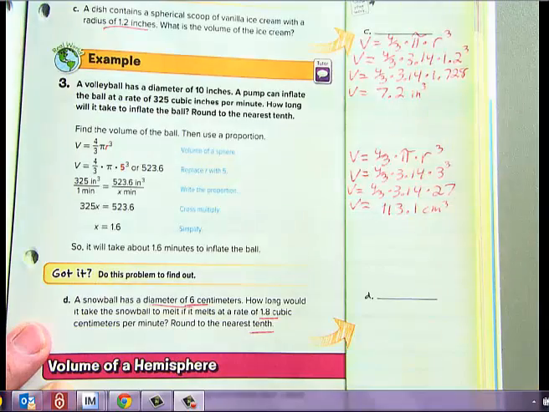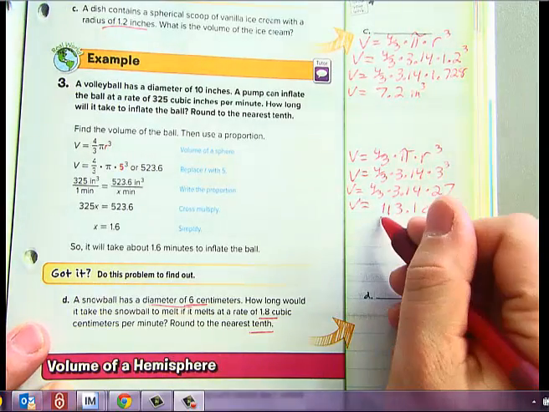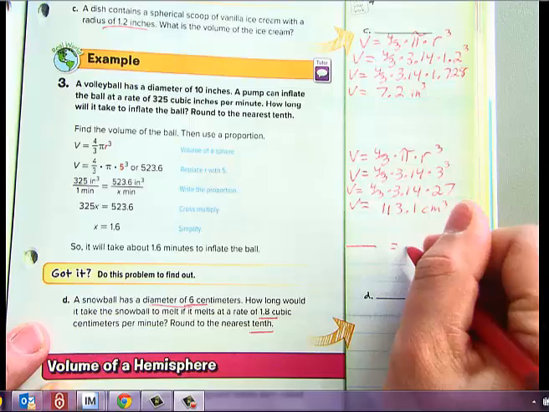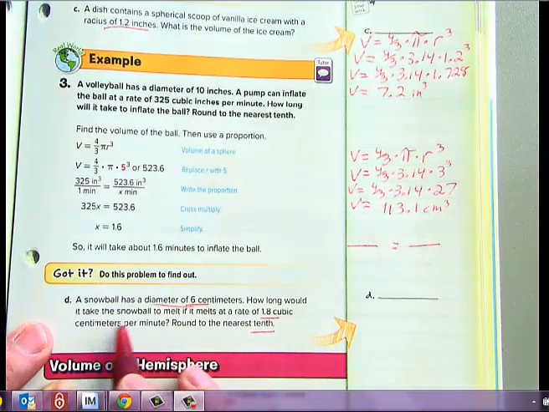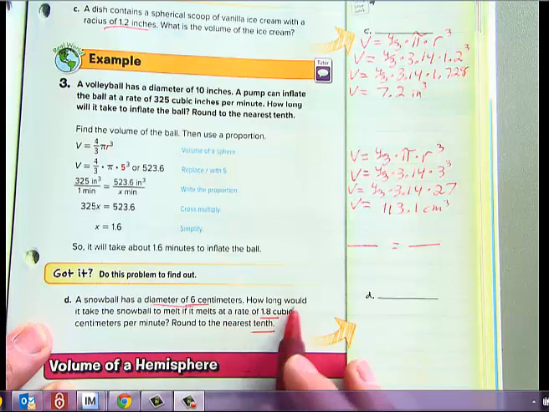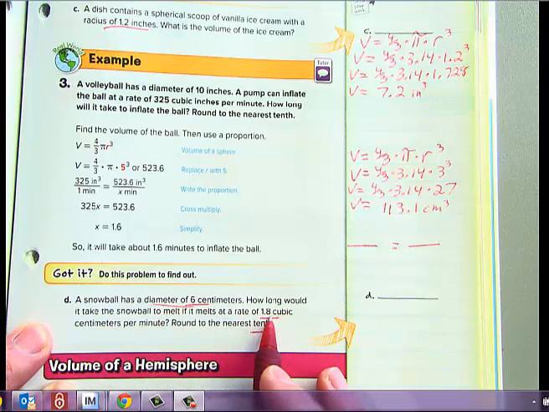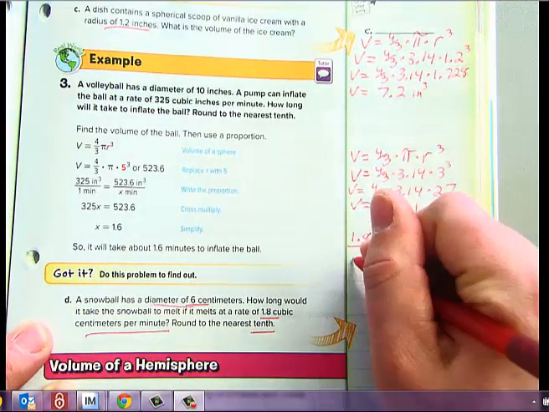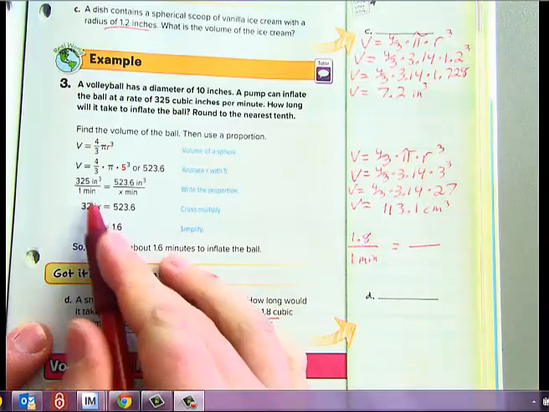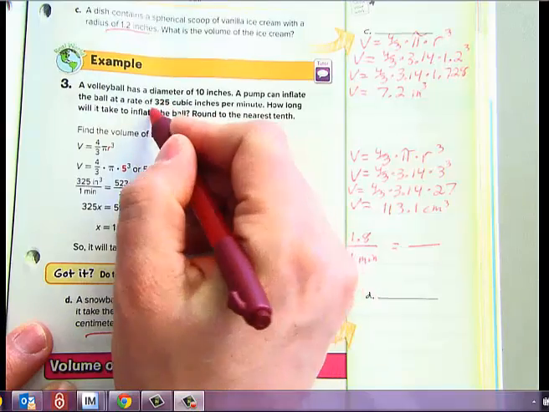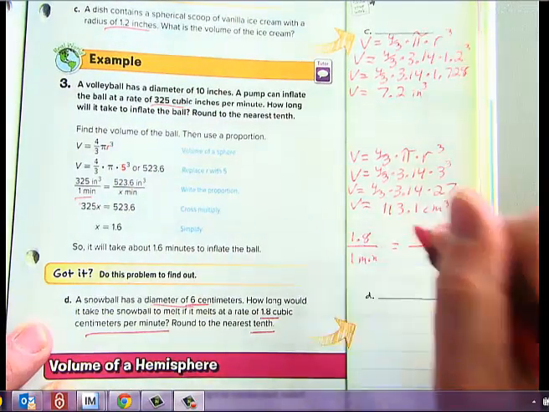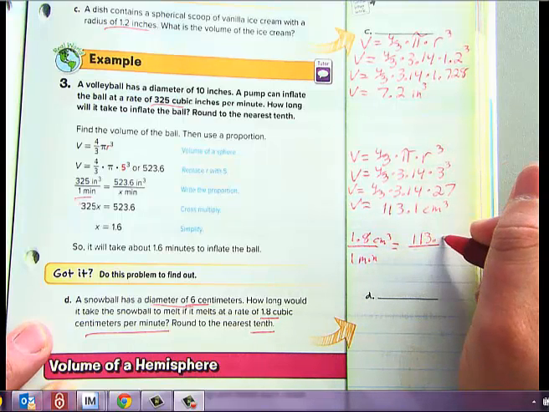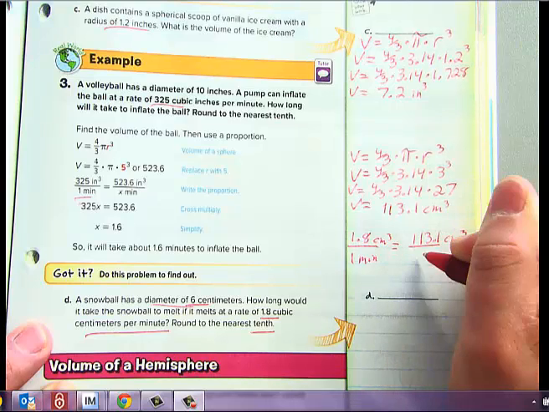Well, we're not done. That's the volume of the snowball. So I need to set up a proportion. What are the two things connected? Well, how long would it take a snowball to melt if it melts at a rate of 1.8 cubic centimeters per minute? So I have 1.8 over 1 minute, just like it has here, where the 325 was over 1 minute. And then these are centimeters cubed, so those go over here. I want to know how many minutes, x, it's going to take.